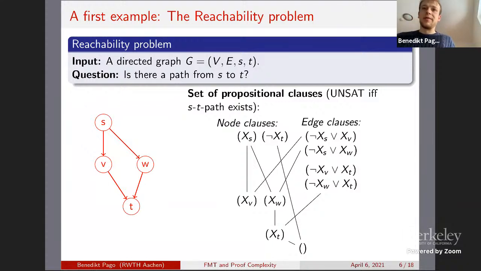Now, of course, the question is, does this generally hold, that you get this nice correspondence? The answer is yes, but of course, it also depends on the encoding. So we should first of all say how we translate this graph into a set of propositional clauses. You see in this example, the set of propositional clauses is structurally isomorphic to the graph. You have propositional variables corresponding to the vertices, and the edges correspond to these implication clauses. So this translation is extremely simple, and that's what we want in general.